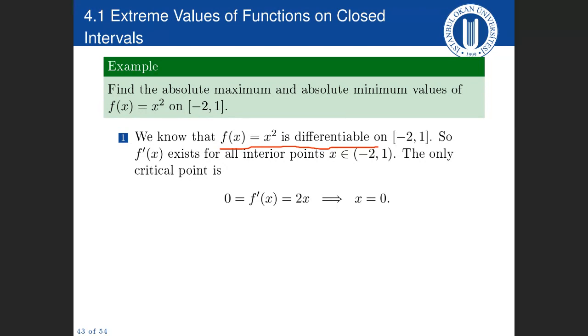So we start by looking at f prime of x equals 0. And for this function, f prime of x is 2x. So that means the only critical point of this function in this domain is x equals 0. Step 2 is calculate the value of the function at every critical point. f of 0 is equal to 0.